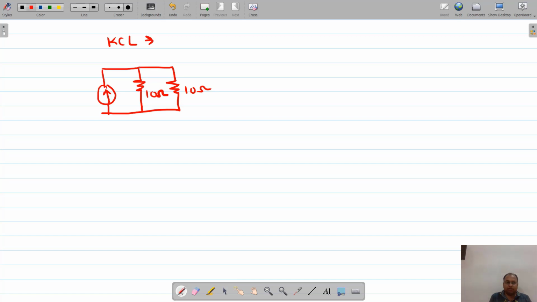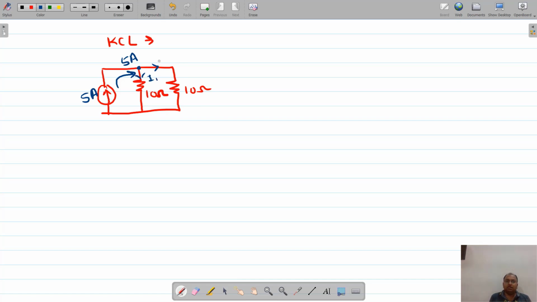Now this is nothing but treated as a junction. Let me take another color. So this is nothing but a junction. Whenever more than two connections are there, or more than one connection is there, it is called a junction, right? So right now this 5 ampere is coming up to this point, and then it is going to get split in these two branches, right?